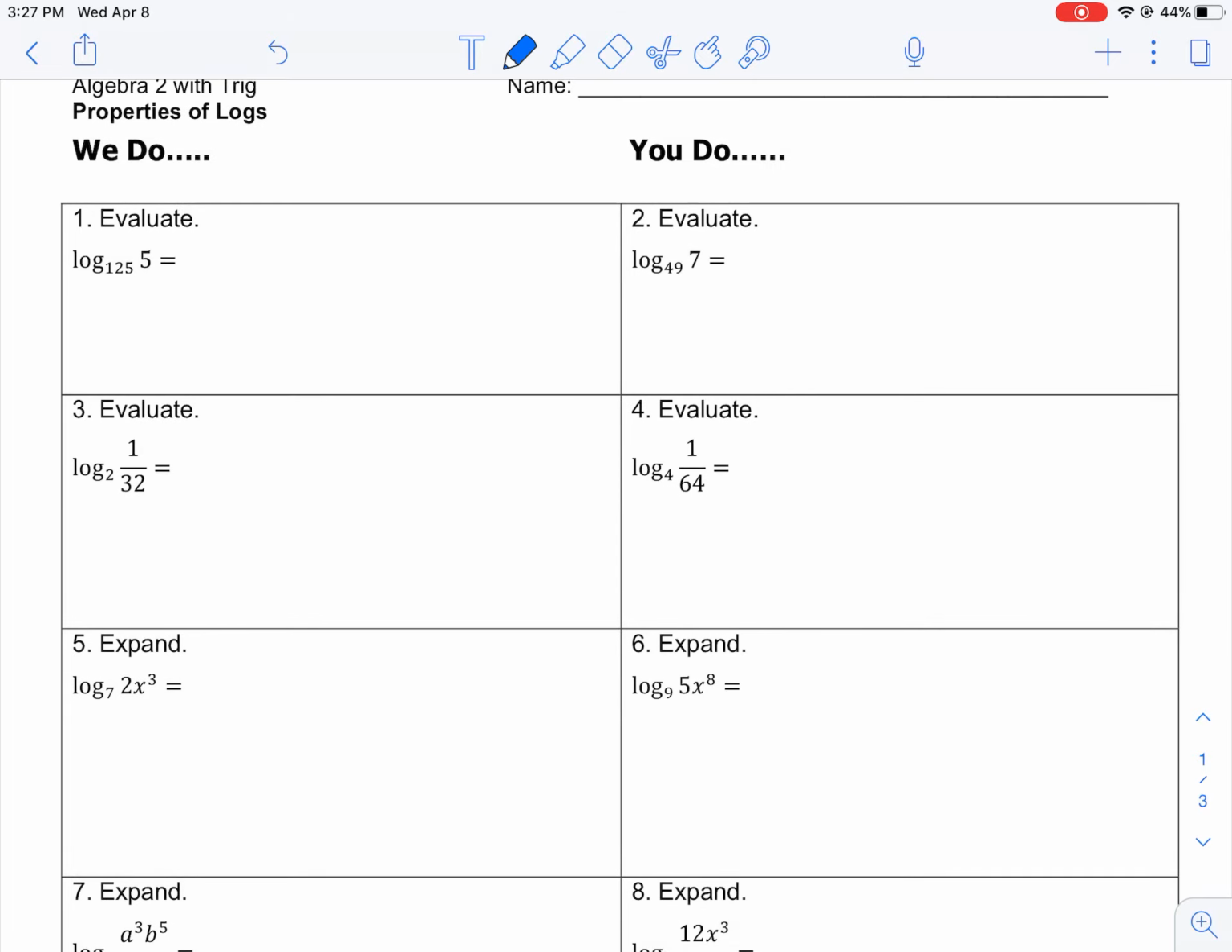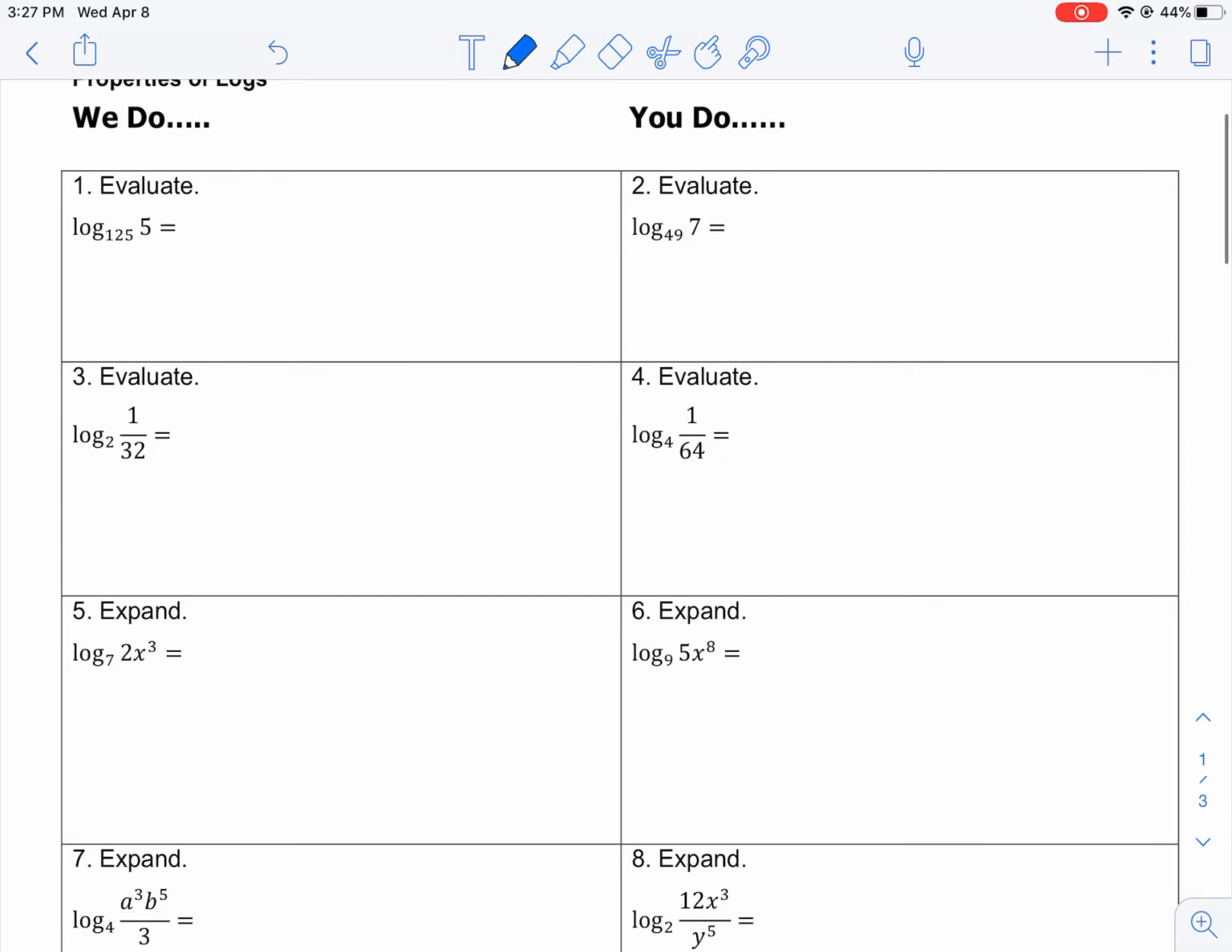Alright, so today I'm going to be reviewing evaluating logs and properties of logs, and I'm going to use an activity, the We Do, You Do, so it's going to be a little different with the screencast. Basically, I'm going to do all the odd problems with you. After each problem, I want you to pause the video and try the corresponding even problem. I'm not going to put the answers to the even problems on the video, but in Schoology, there's an answer key posted. Please try to do it where you do one with me, you try, one with me, you try, and then wait and check all your answers to the evens at the end.